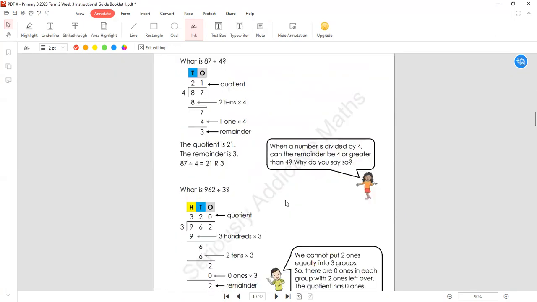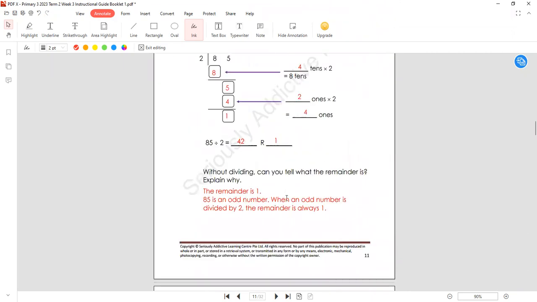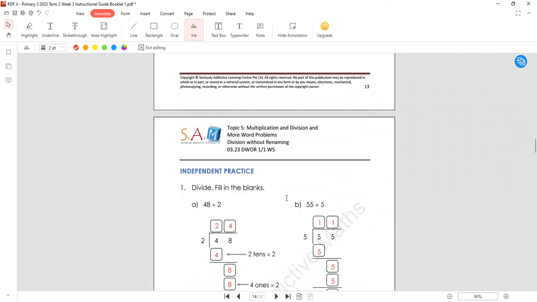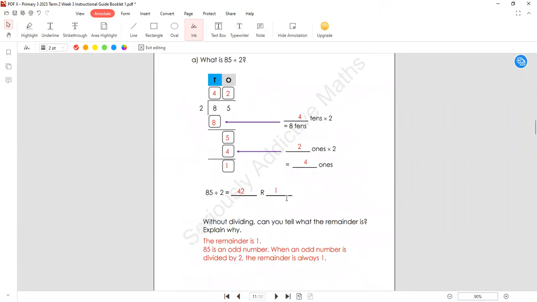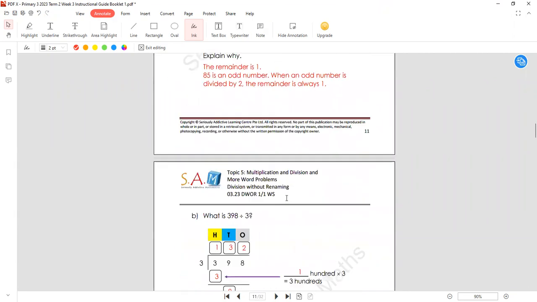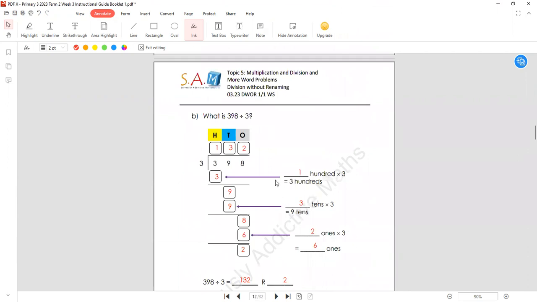After that, with remainder, I'll just encourage you to move on to, let's see, okay, let's just proceed to B. So here, you have 398 divided by 3. Again, start with 300s. 300s divided by 3 equals 100. So you put 1 here. And then 3 times 1 equals 3. So 3 minus 3, 0.